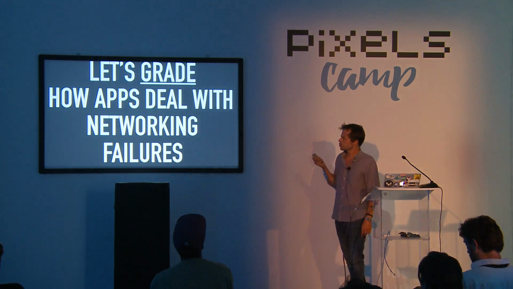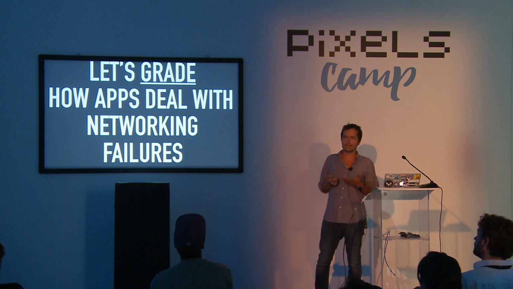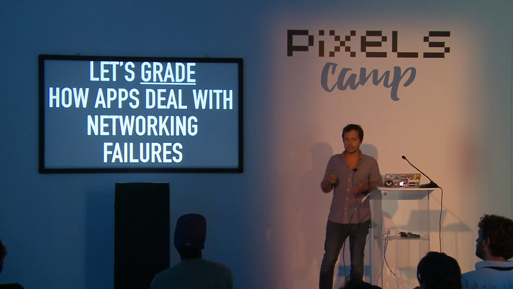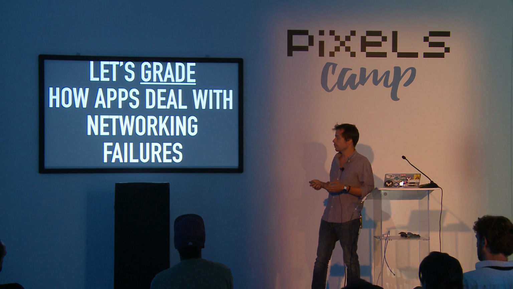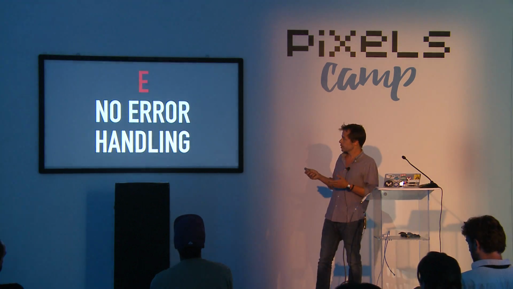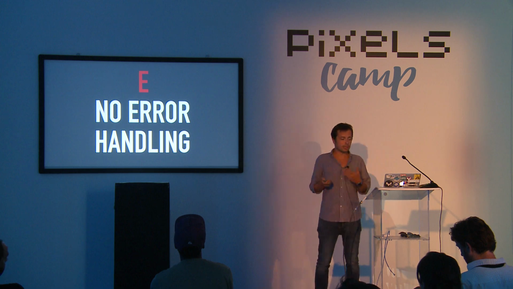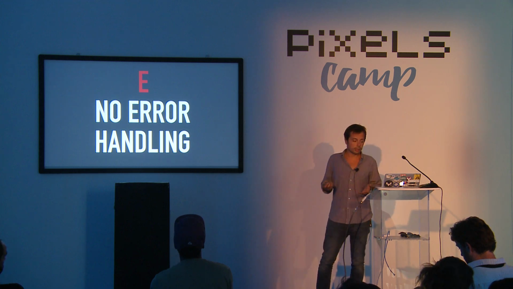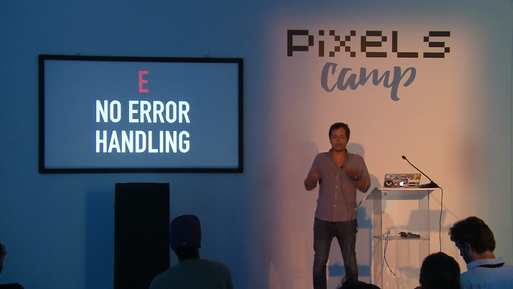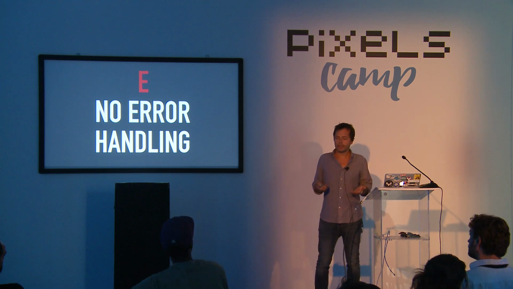So now I want to do an exercise, which is to grade how our applications deal with networking failures. The worst case is an application that doesn't do any error handling. So even if an error occurs, like a request fails, the application tells you that everything is okay.